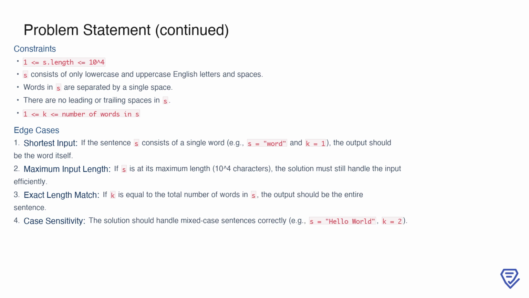For edge cases, if the sentence consists of just one word, for example, S equals word with k equals 1, the output should simply be that word. If the sentence reaches its maximum length of 10,000 characters, the solution must still handle it efficiently. Additionally, if k equals the total number of words in the sentence, the entire sentence should be returned. Finally, the solution must account for case sensitivity, ensuring mixed case sentences are handled correctly, such as S equals hello world with k equals 2, which would produce hello world as the output.